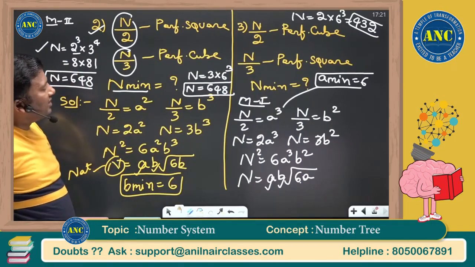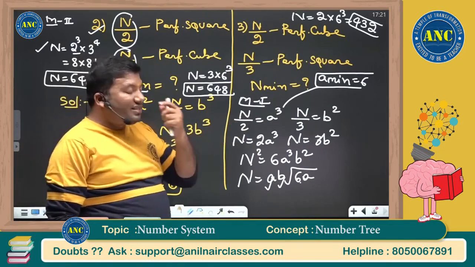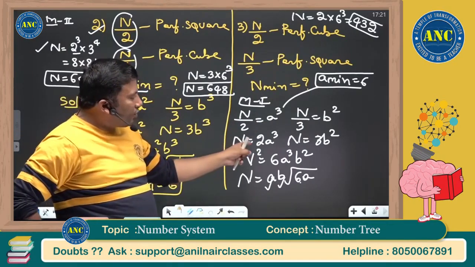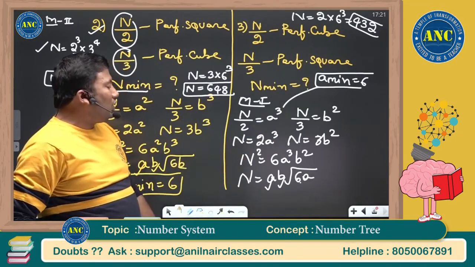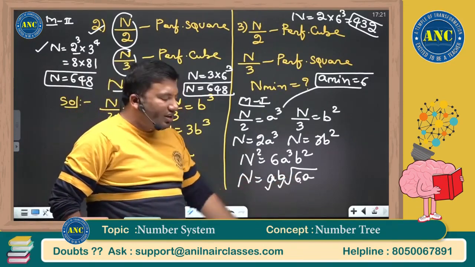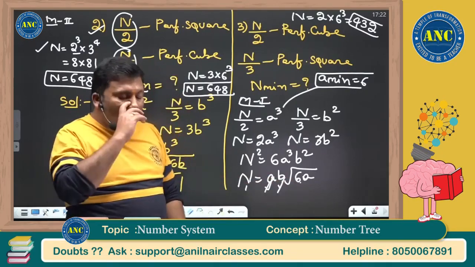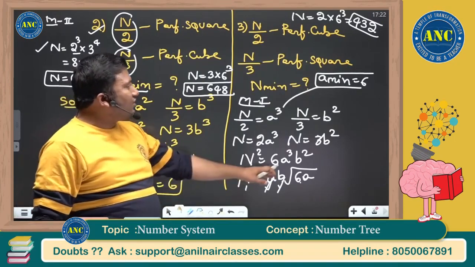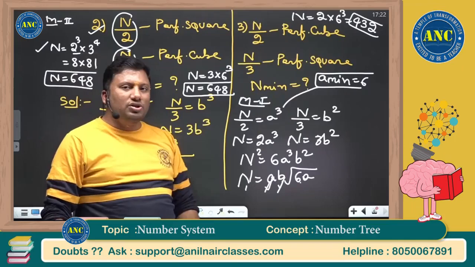I hope the idea is clear. N by 2 is a perfect cube, n by 3 is b square. N equivalent to 2a cube, n equivalent to 3b square. N square equivalent to 6a cube b square. N is ab under root 6a. This is a natural number, so a should be a minimum value. Under root there is one 6, so another 6 should be there. A minimum is 6, so n is 2 into 6 cube.